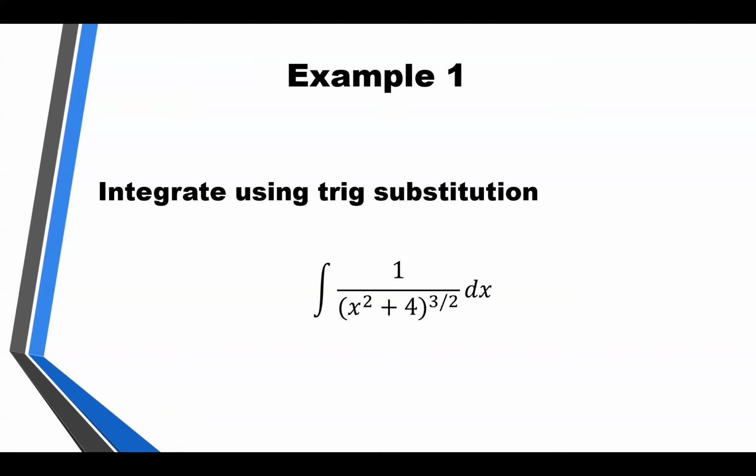Let's do an example. Let's integrate 1 over x squared plus 4 raised to the 3/2 power with respect to x. Now, the form here is an x squared plus 4 to the 3/2 power. 3/2 power is like taking a square root to the 3rd power. So think of square root of x squared plus 4.